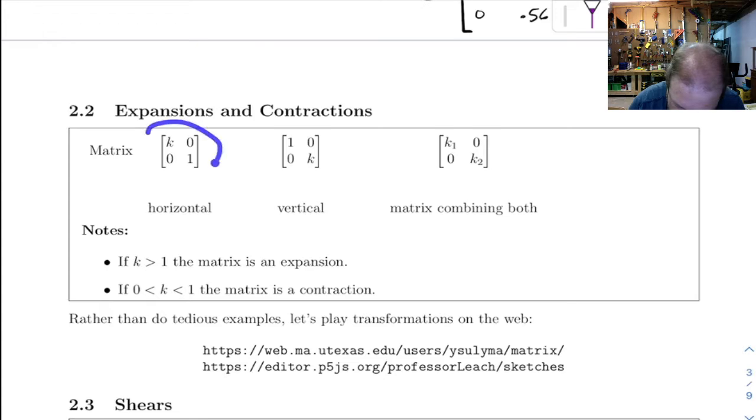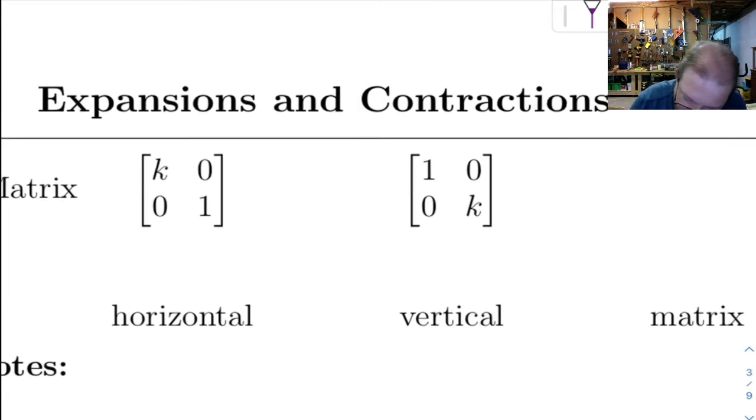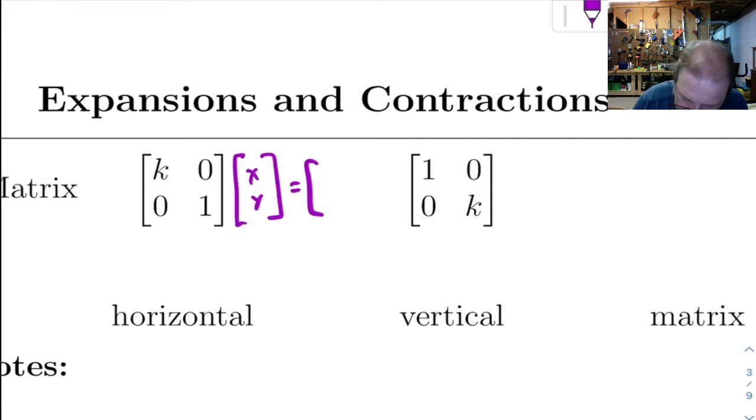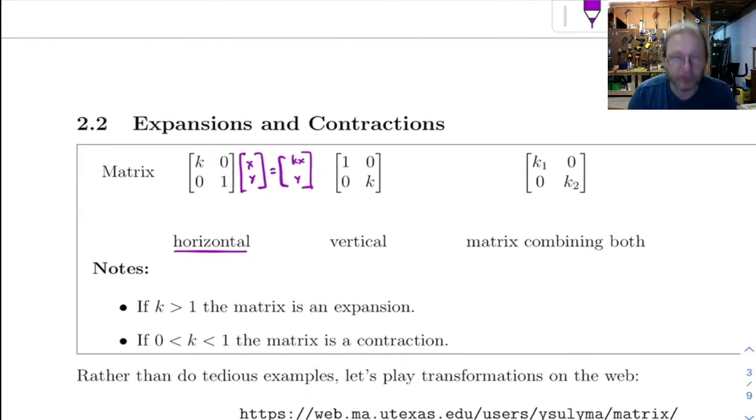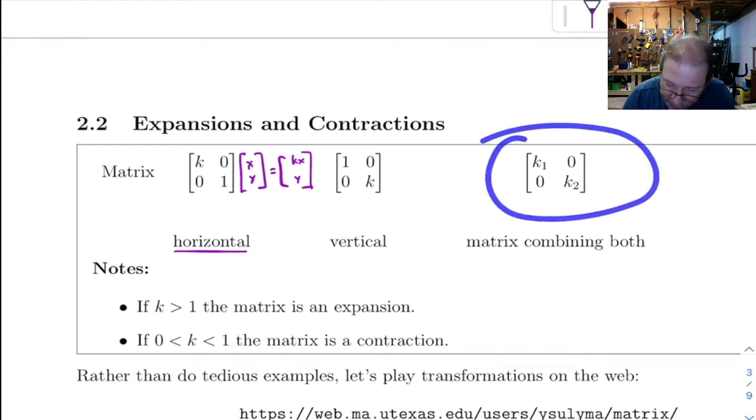So for a horizontal one, you just put a k up there, and if you think about what happens when you multiply this times x, y, what you get is kx and then y. So that's going to be a horizontal stretch or shrink, expansion or contraction, depending on whether k is greater or less than 1. Vertical ones work the same way, except y is the thing that gets multiplied by k. And if you want to do both of them at the same time, you can do this.